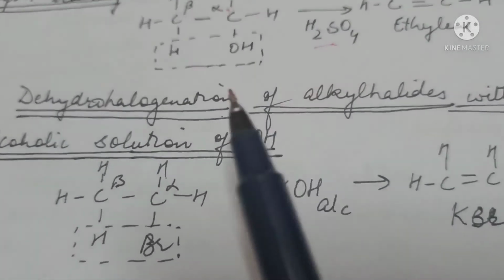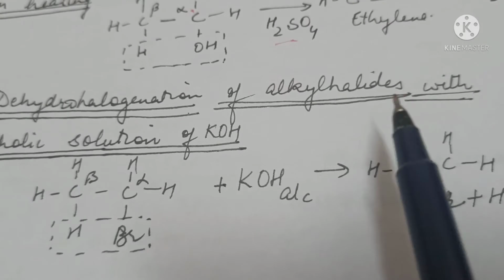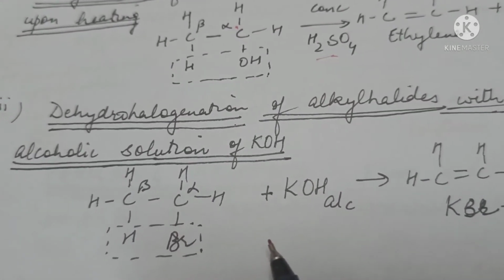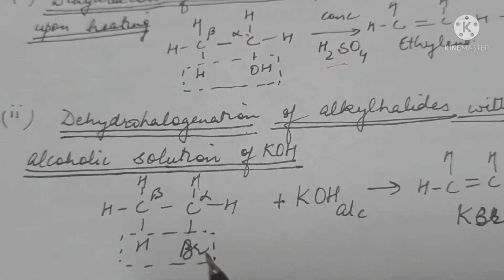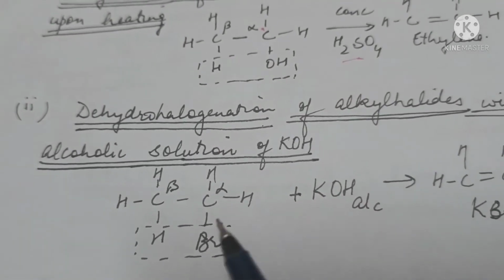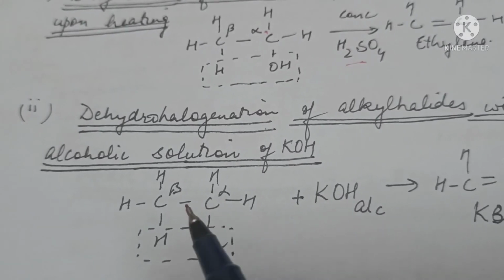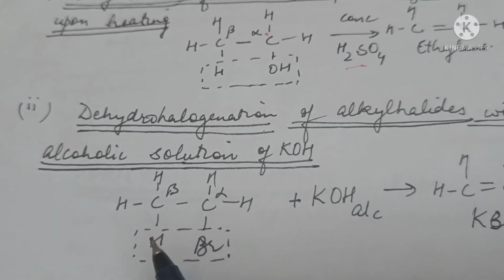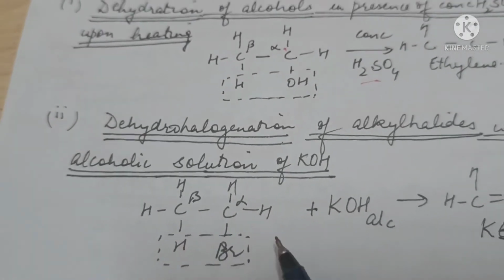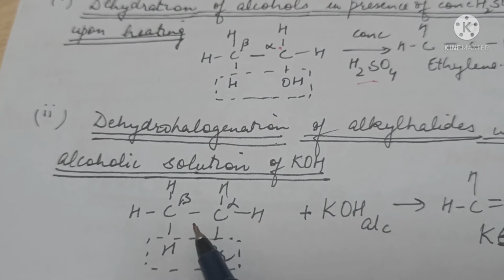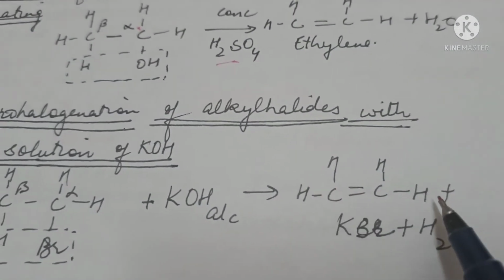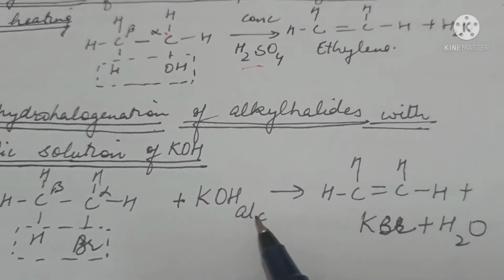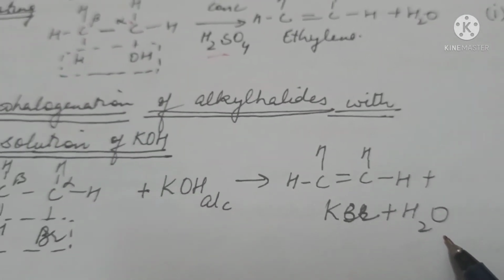Similarly, dehydrohalogenation of alkyl halides with alcoholic KOH is also a beta elimination reaction. So when you react an alkyl halide with alcoholic KOH, the halogen of the halide will combine with the hydrogen of the beta carbon to form HBr. This will be removed and a double bond will be formed in its place. So we get an alkene over here. This HBr which is removed will react with alcoholic KOH to form KBr and water.